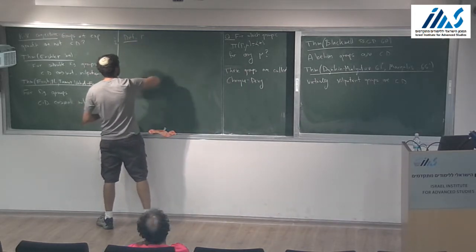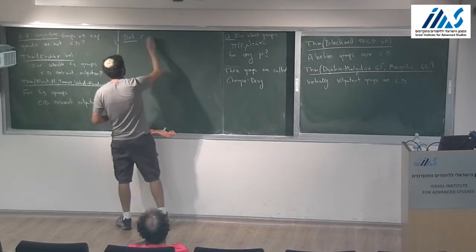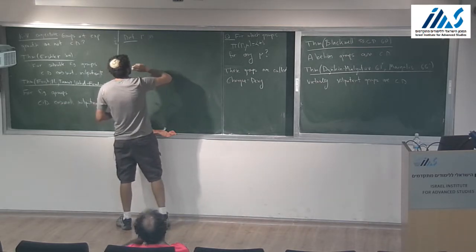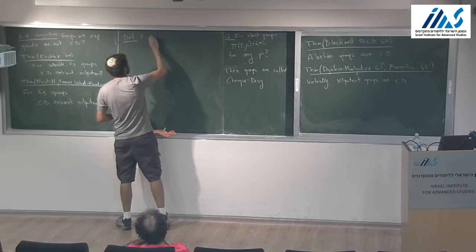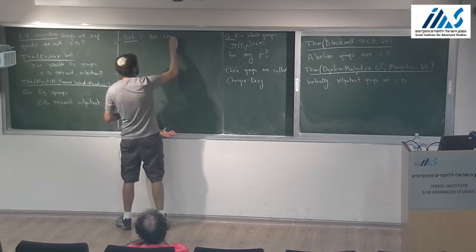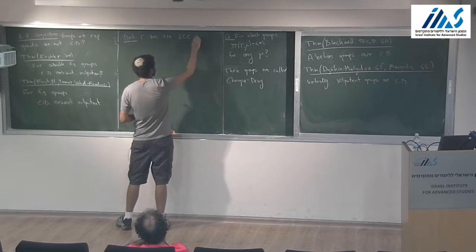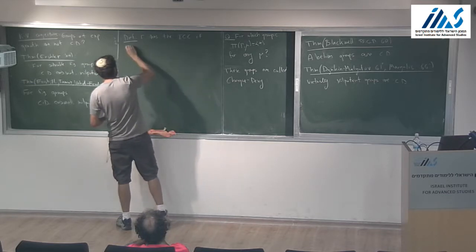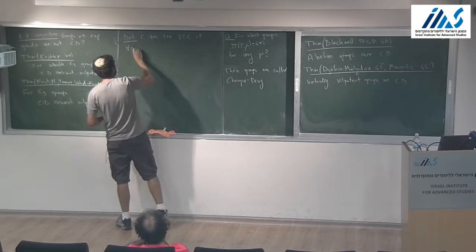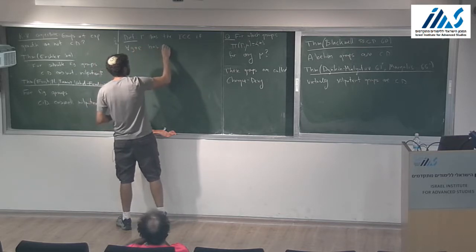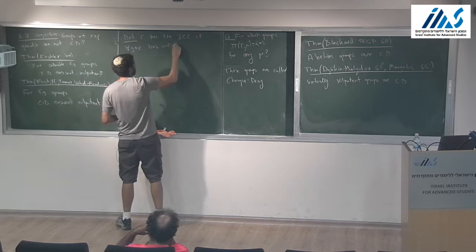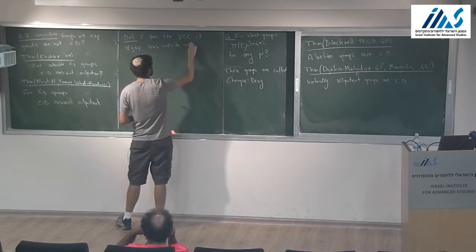A discrete countable group gamma has the ICC property, infinite conjugacy class, if every non-trivial element has infinite conjugacy class.